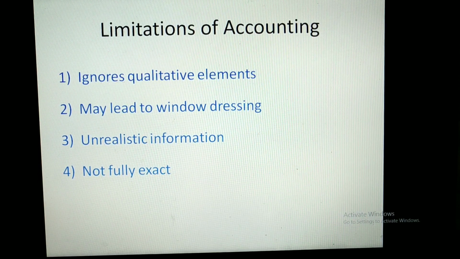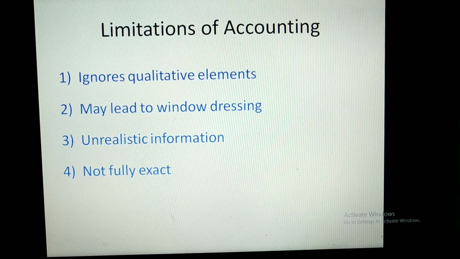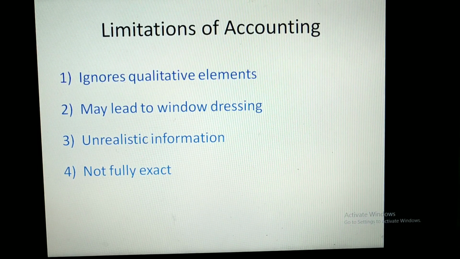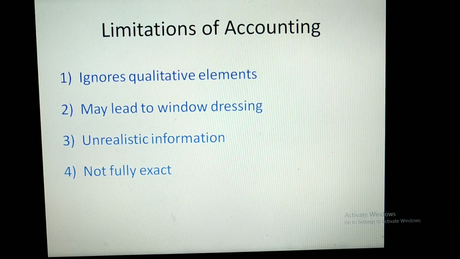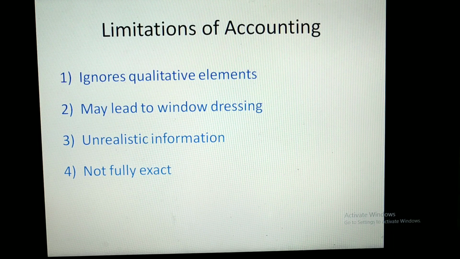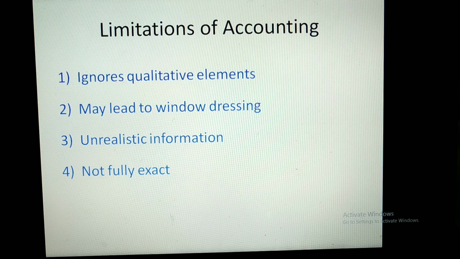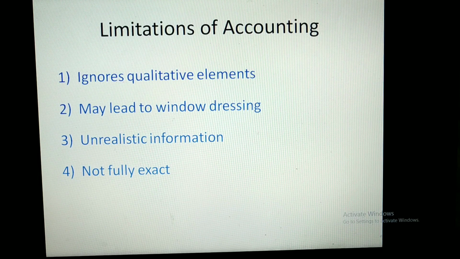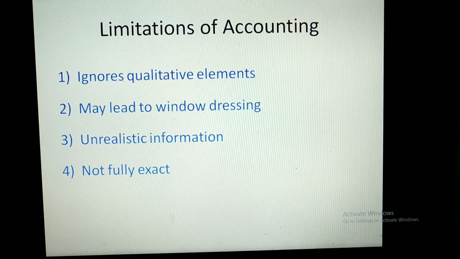The next topic is limitations of accounting. The first point, it ignores qualitative elements. Since accounts is confined only to monetary matters, that is, it considers only the financial transactions, qualitative elements such as quality of management staff, industrial relations, etc. are ignored. The next point, it may lead to window dressing. Here the term window dressing means manipulation of accounts to conceal the vital facts and presenting the financial statement to show a better position than what it actually is.